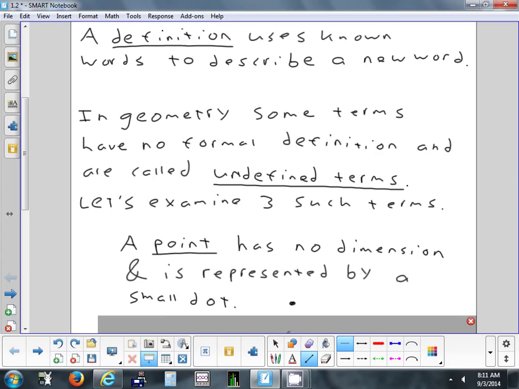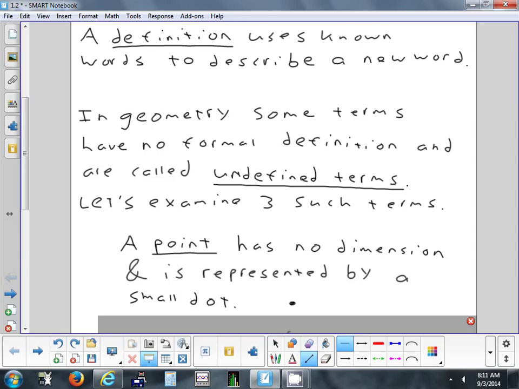So a point is used to represent a location, and it has no dimension to it. What does that mean? If something has no dimension, yeah, Connor? It has no measurements. No measurements, right. It has no length, it has no width, it has no height. So what does that really mean? If something has no length, no width, and no height? Physically, what does that mean? Yeah, it doesn't really exist.